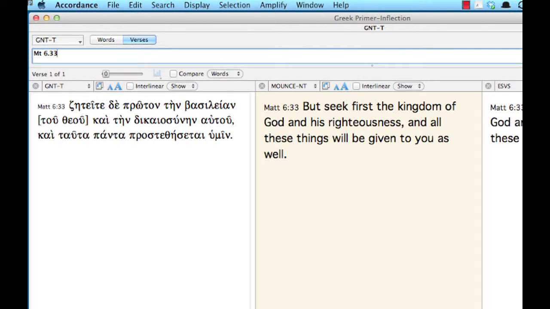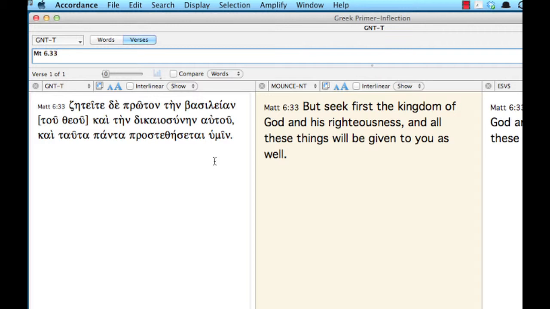Okay, let's read Matthew 6:33. And we'll read it in Greek. Zeteite, do it out loud with me. Zeteite de proton ten basileian tou theou kai ten dikaiosynen autou kai tauta panta prostethesetai hymin. All right, got to keep reading this stuff, have to keep getting comfortable with it.